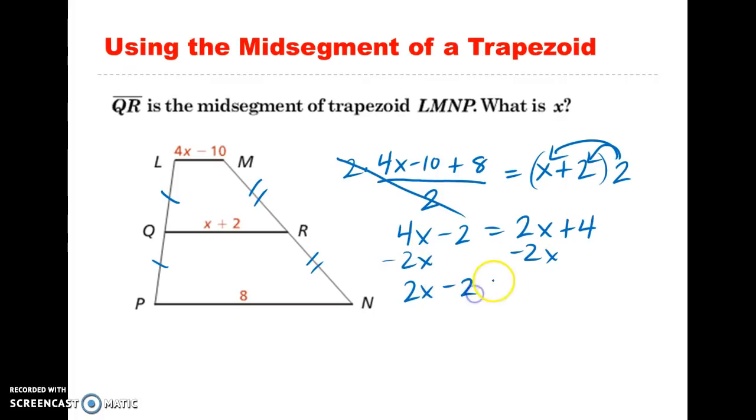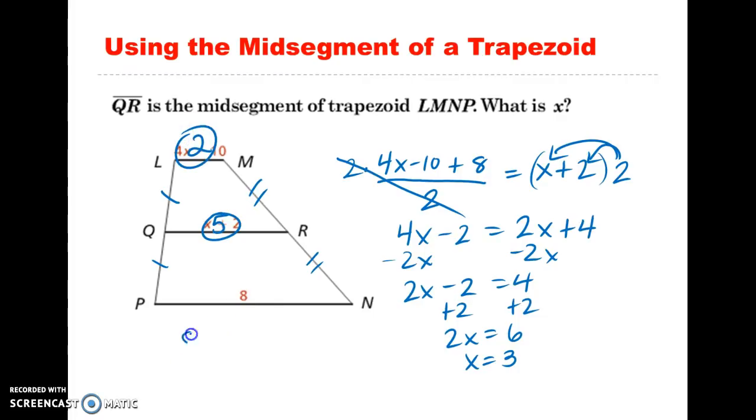2x minus 2 equals 4. Add 2. 2x equals 6. x equals 3. One way you can verify your work, well, I can't plug x into this bottom base, but if I plug it into this midsegment, 3 plus 2 is 5. And then if I plug it in at the top, 4 times 3 is 12, minus 2 is 10.